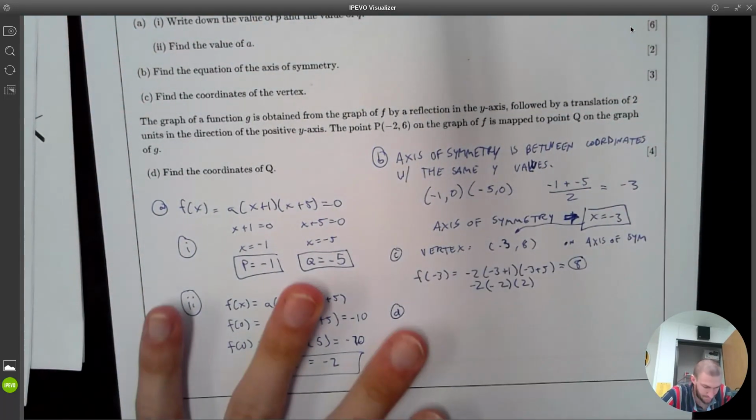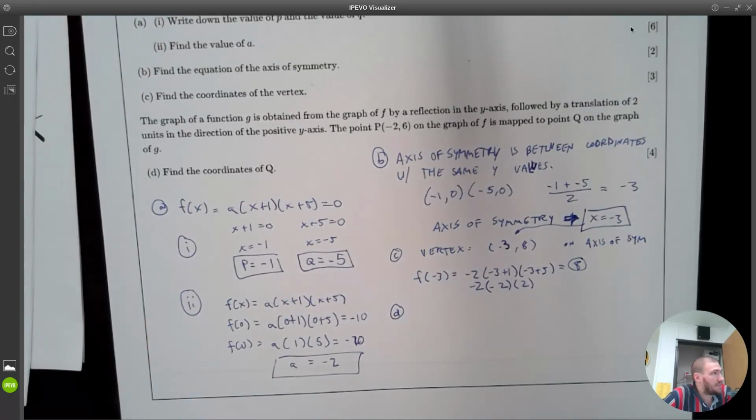The graph of a function g is obtained from the graph of f by reflection in the y-axis, okay, followed by a translation of 2 units in the direction of the positive y-axis. Okay. The point -2, 6 is mapped to Q, and I just need to find Q.